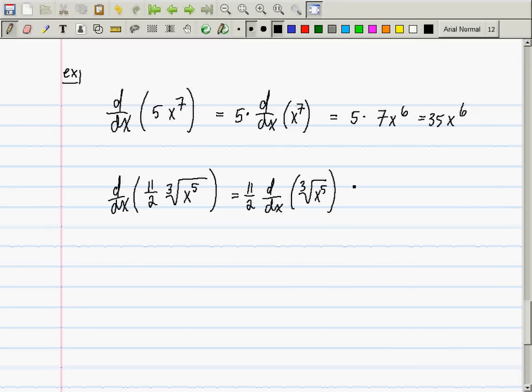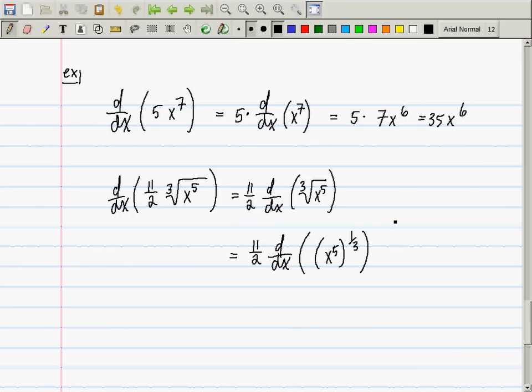So in a sense, I don't have to worry about the 11 over 2, but that cube root of x to the 5, that's a little bit disturbing to me. So someone give me an idea of how to proceed. I can write this expression that involves a radical as a fractional exponent. That is to say, this is x to the 5 to the 1/3, because radical 3 is the same as fractional exponent 1/3.